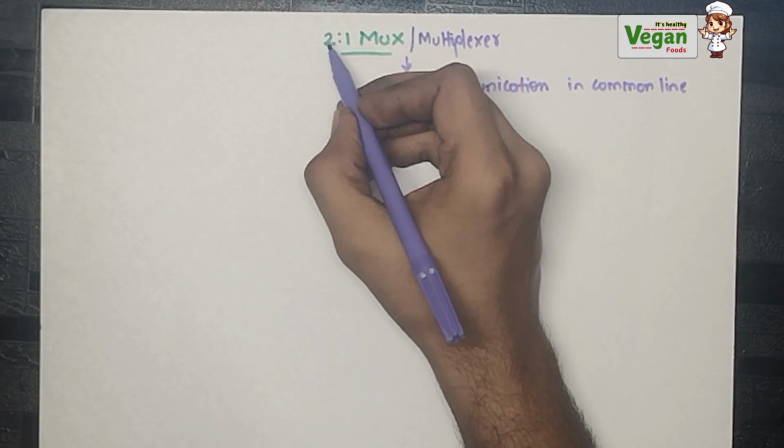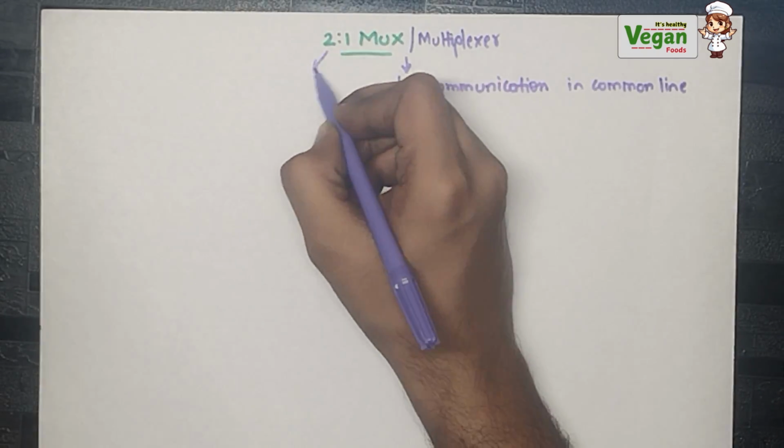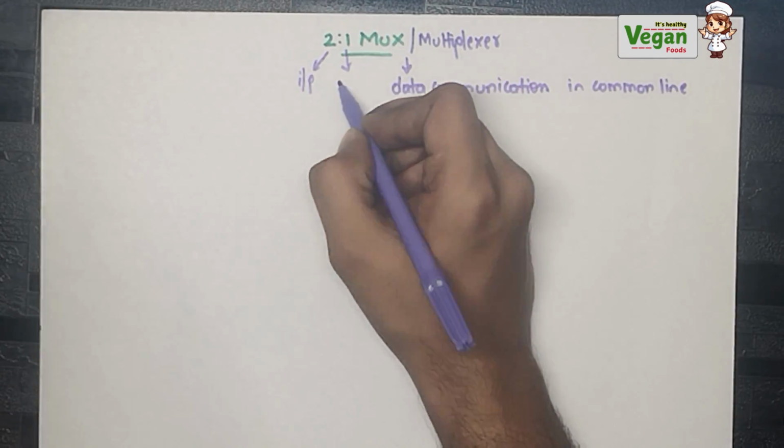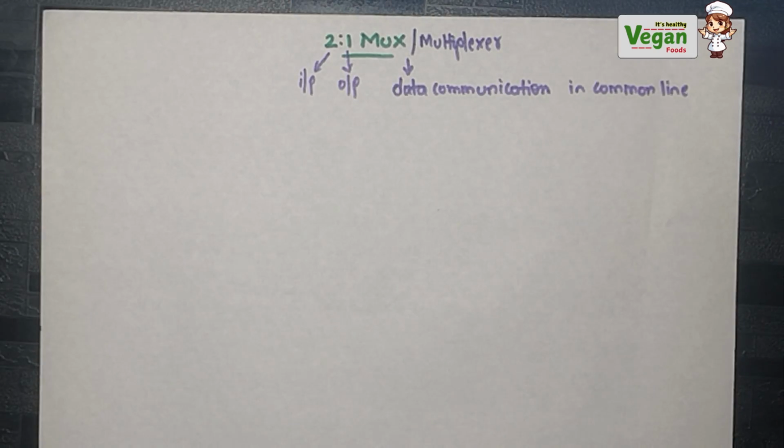What this 2:1 represents is that 2 is the number of inputs and 1 is the number of outputs. Therefore, in a 2:1 mux there will be 2 inputs and 1 output.